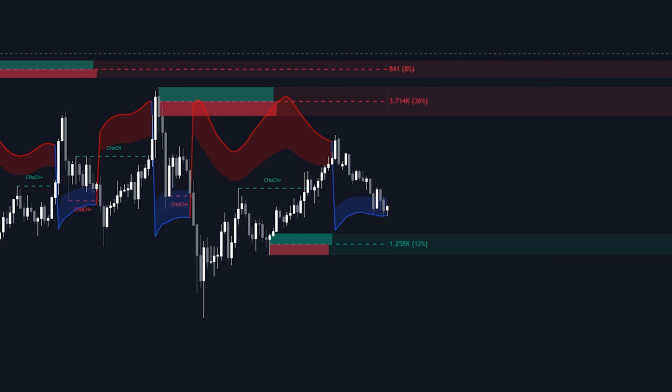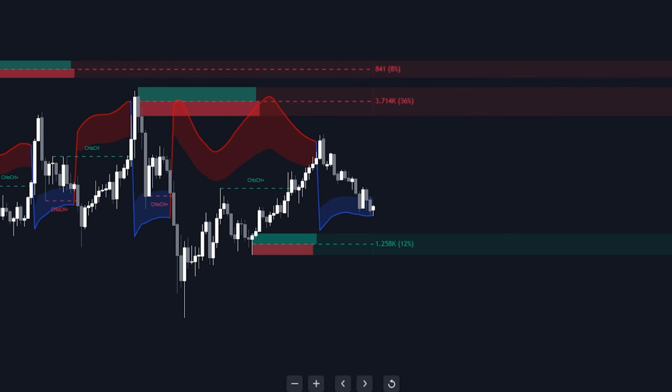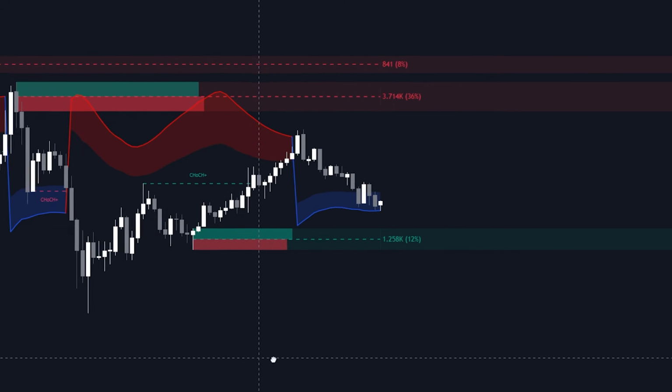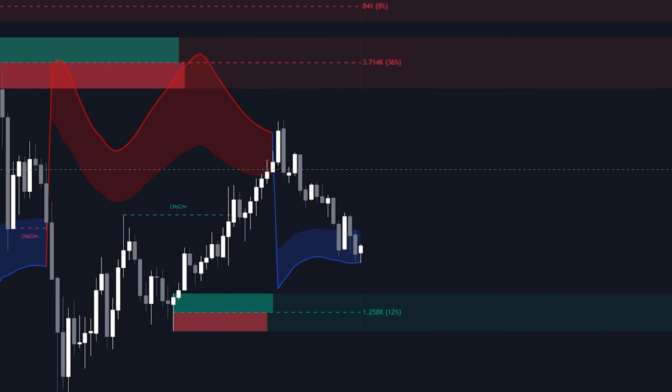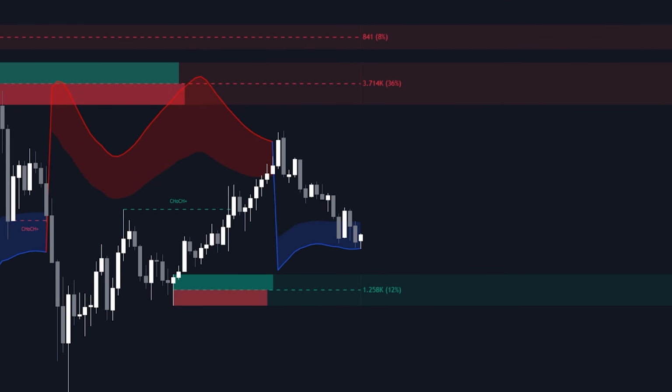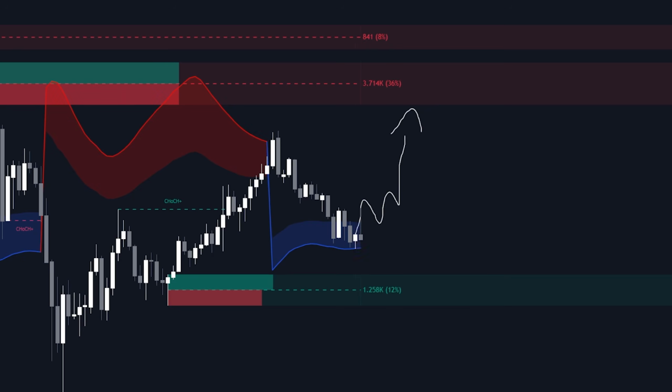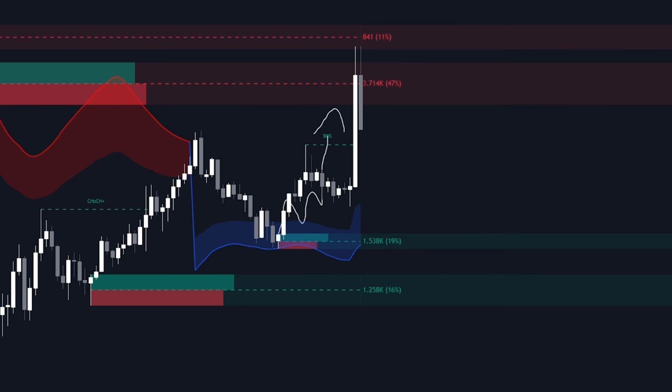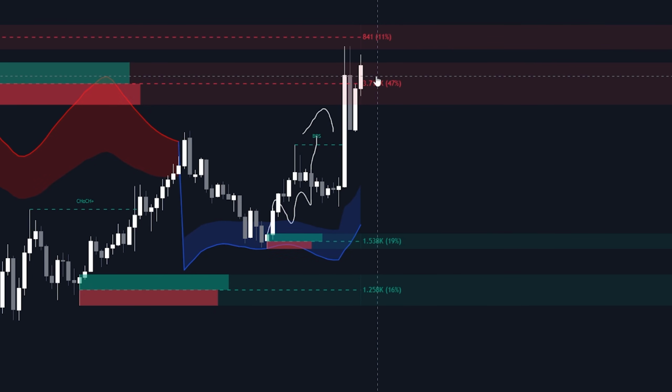Okay, so in this scenario, if you were to take note of the change of character label, look for the retest on the smart trail, and then target the order blocks above, you can have a really great setup right there that you can see play out as price makes its way up into the upper order blocks right here.